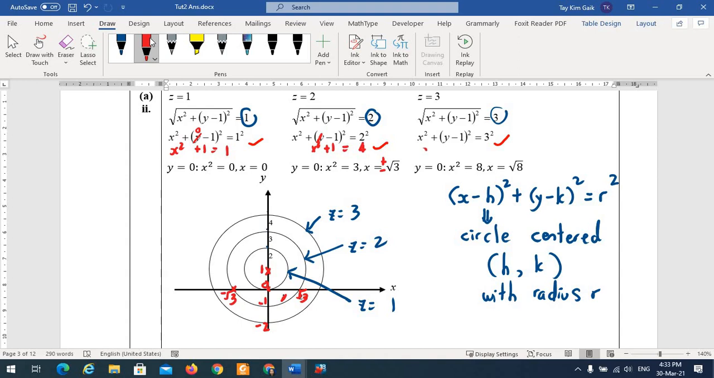And then here, you let y equal 0, so you get x squared plus 1 equal 9. So x squared equals 8. X is positive or negative square root of 8. So this point is positive square root of 8, and this point is negative square root of 8.